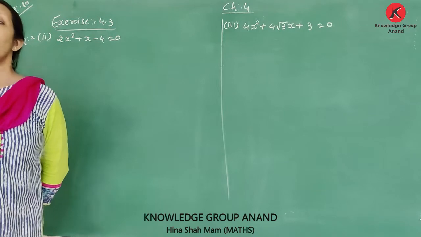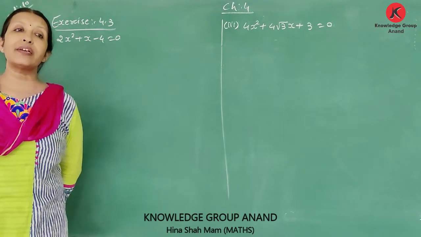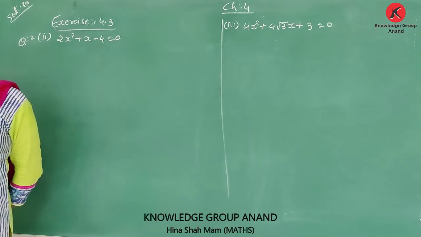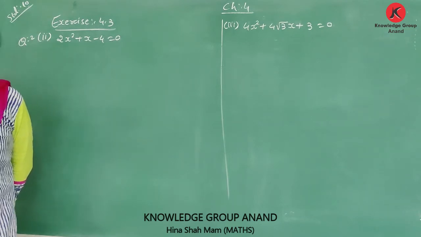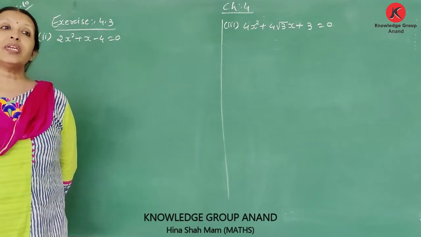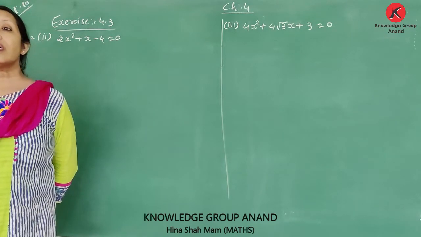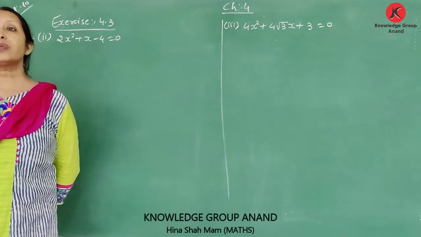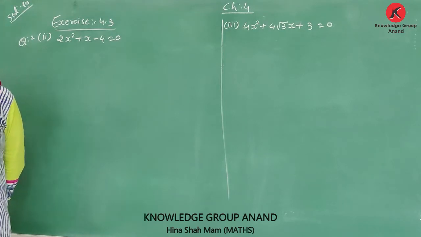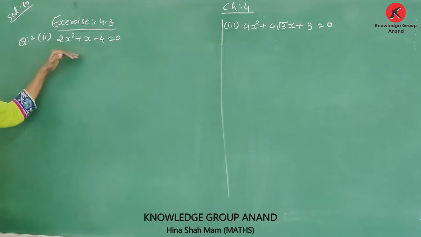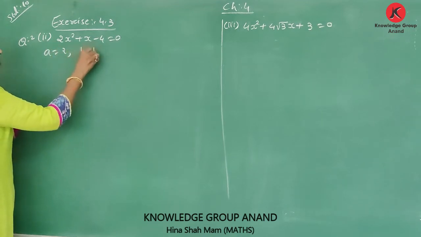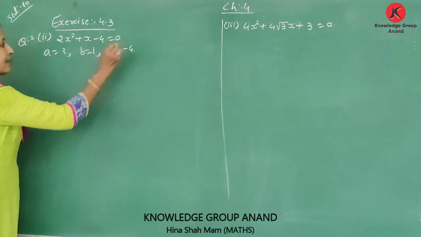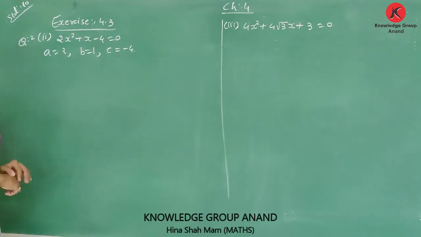We learned x is equal to minus b plus under root b square minus 4ac upon 2a, and x is equal to minus b minus under root b square minus 4ac upon 2a. First we identify what a, b and c are. Here a is equal to 2, b is equal to 1 and c is equal to minus 2.